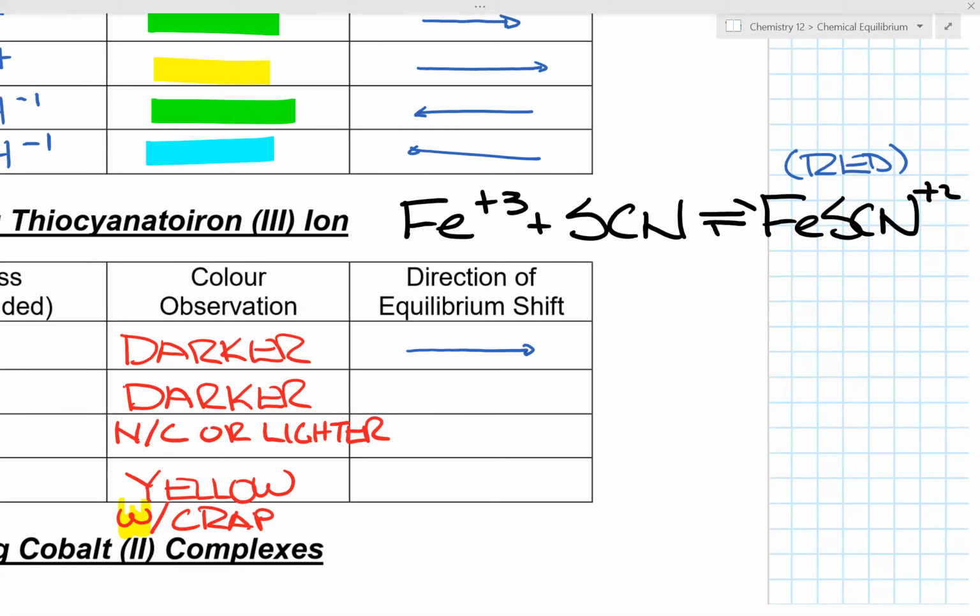Okay. Now, for the second one, it got darker. Chantal, to redeem yourself, which direction? Correct. Now, let's jump to the last one. We got yellow. Which direction did it shift towards? Correct.